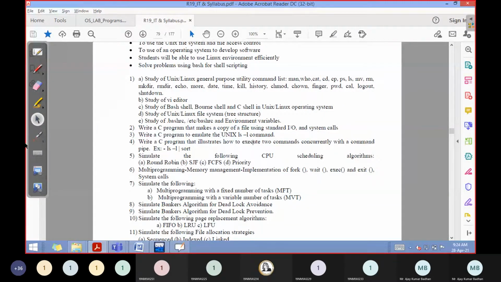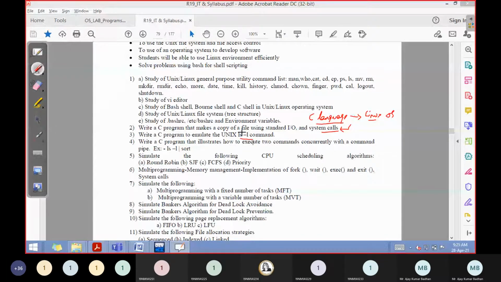You know how to copy one file to another file. You might have written this program in your C language. The same program we are going to write, but this time on the Linux platform. On the Linux operating system, we will write a C program for copying one file to another using system calls. I think you basically know what kind of system calls we use to copy from one to another. Then we have to emulate the Unix ls underscore l command.